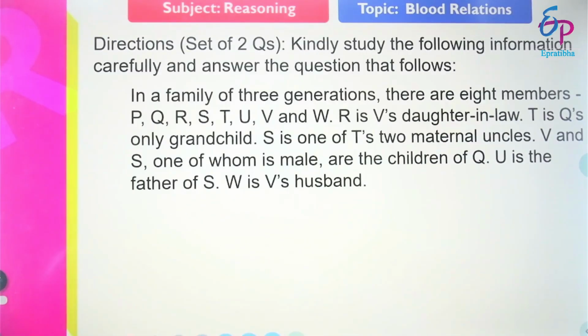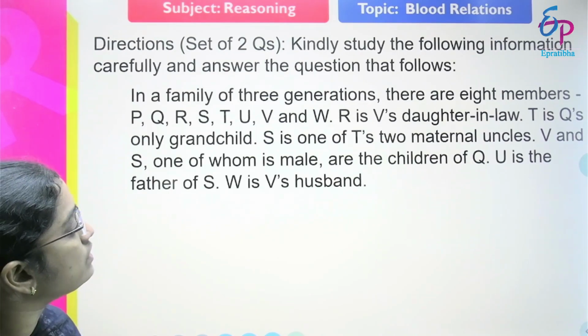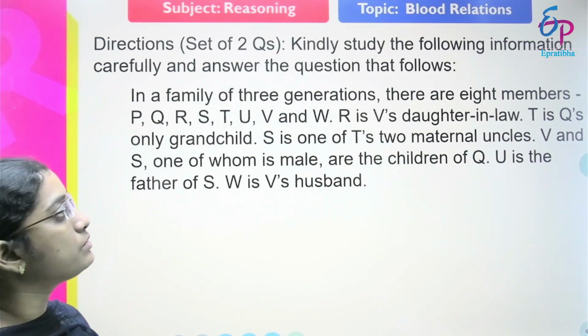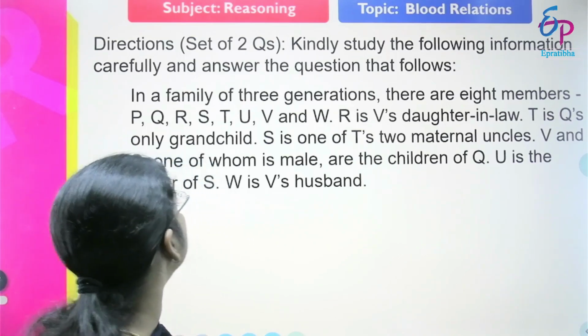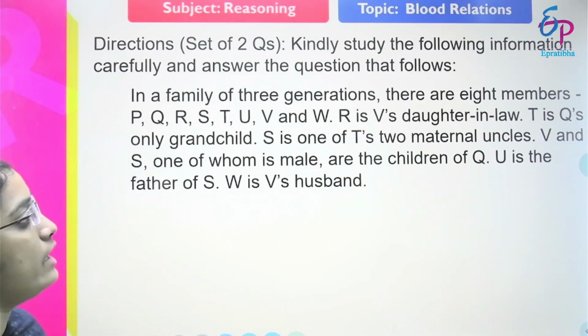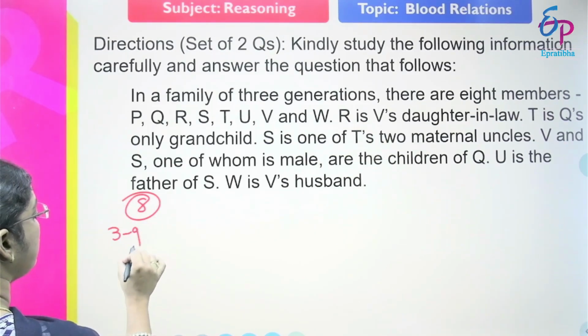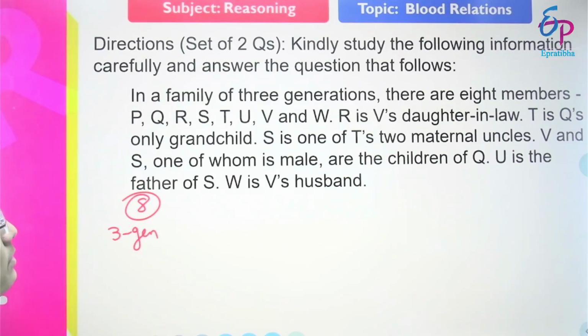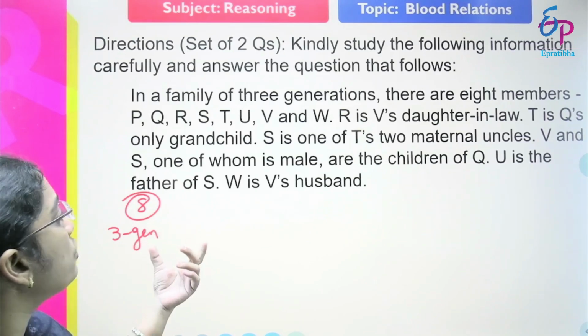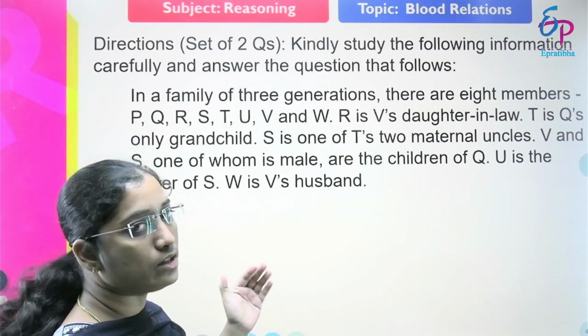Here we have a set of two questions. They mention only basic information, and in the next one we have the questions. We need to solve the basic information first for the two questions. What's the basic information? In a family of 3 generations, there are 8 members, so definitely we need to take 8 persons and 3 generations: P, Q, R, S, T, U, V and W. They mention clear names.